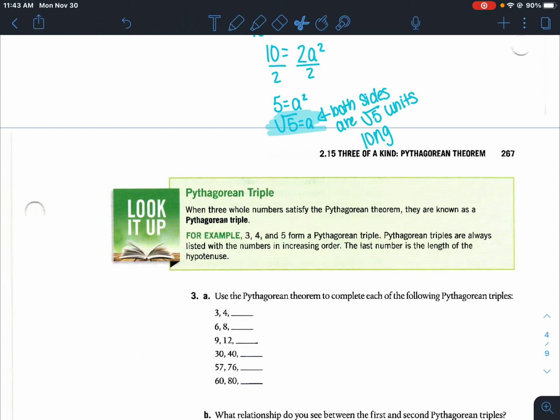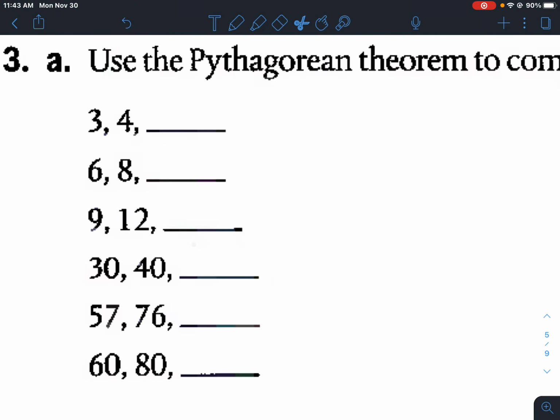Okay. Pythagorean triples are just 3 whole numbers that satisfy the Pythagorean theorem. Not decimals. They're nice whole numbers, which I always like whole numbers. I hate decimals. And when you have a triple and it's written out, like a 3, 4, 5 is the most common one, the last number is going to be the length of the hypotenuse. So we use the Pythagorean theorem to complete each of the triples. We've got 3, 4, the next one is 5. I just wrote that one in because that one was kind of given. You're using the Pythagorean theorem if you don't know these. So 6, 8. So 6 squared plus 8 squared equals what? 10.